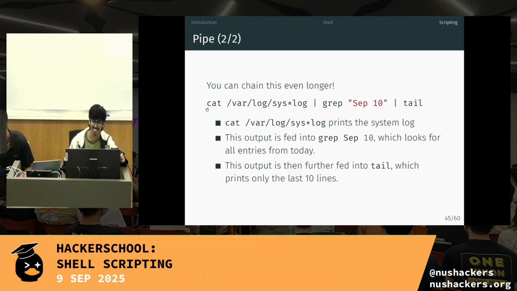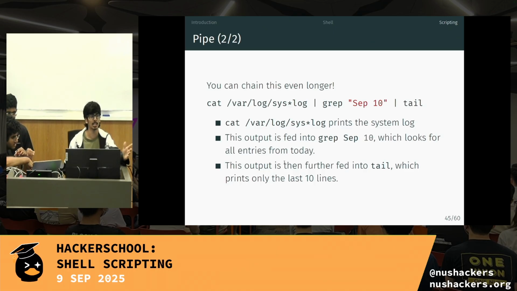One example here is this. What cat does is look at a file and print out the contents of the file. Then what grep does is match a string, whatever is passed to it, within the input. So cat will output whatever content is stored in this syslog file, which is then passed to the grep command, which will search for any instances of sep10 in it, and then the result is passed to tail. Tail just prints the last 10 lines only.